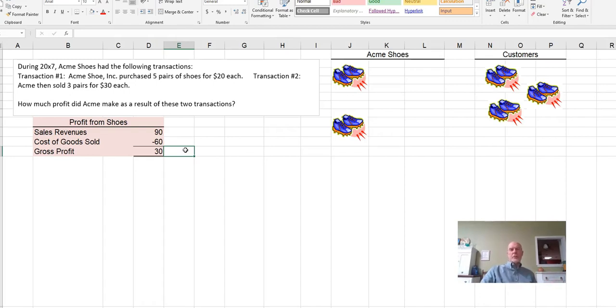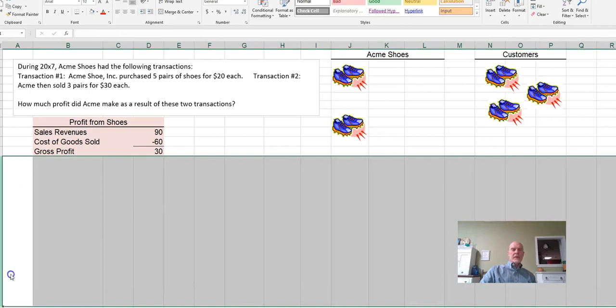So the 3 lines that we've built right here represent the first 3 lines on the income statement. Sales minus cost of goods sold is gross profit. Let's talk about these 2 transactions more from an accounting standpoint. By the way, before we do that, what about these 2 pair of shoes that we still have? Well, the cost of those would still be in our inventory account as an asset, and it's going to stay in the inventory account until we sell it. So let's look at that, and we'll talk about how to account for these items.